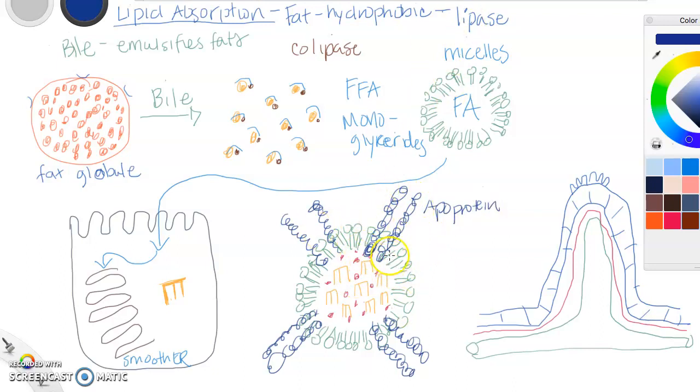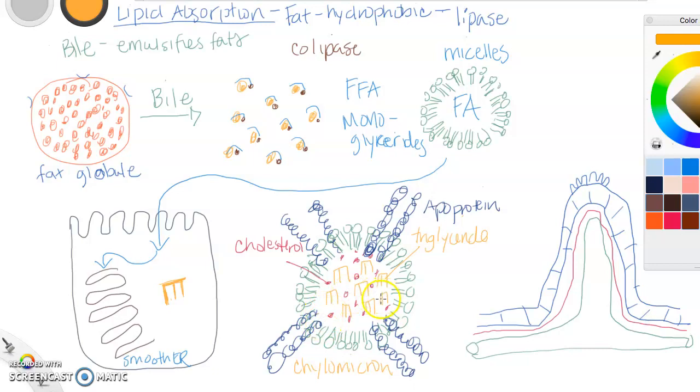And again, we've got the apoprotein, we've got cholesterol, and we've got our triglycerides. And this entire thing, this whole crazy looking sphere of phospholipids and proteins and all of that, this is called a chylomicron. And essentially this chylomicron is a big fat lipoprotein. It's a lipid and a protein together.